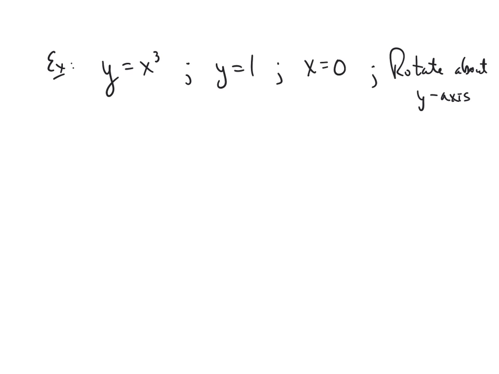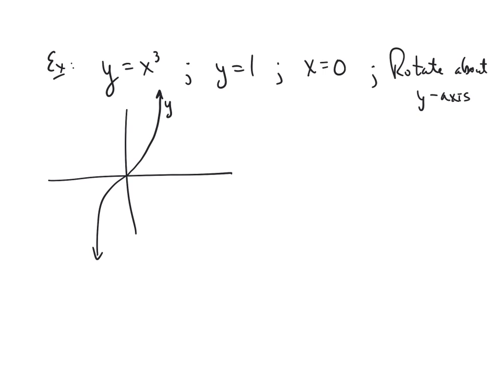Okay, so the first example, as you can see on the screen, uses the equations y equals x to the third, y equals 1, x equals 0, and our rotation is going to be about the y-axis. Like all of our problems, we start by drawing a two-dimensional picture of what's going on. Y equals x cubed is just our basic cubic curve, with an arm that opens up and to the right, and one that opens down and to the left.